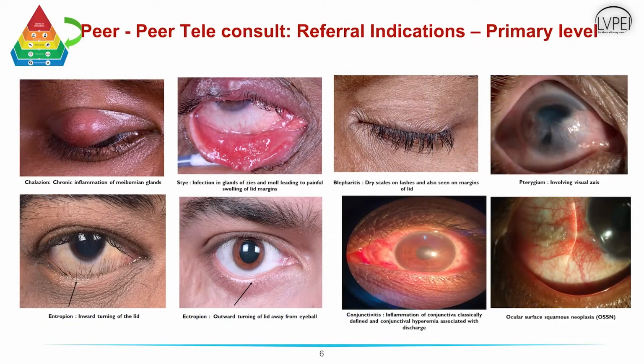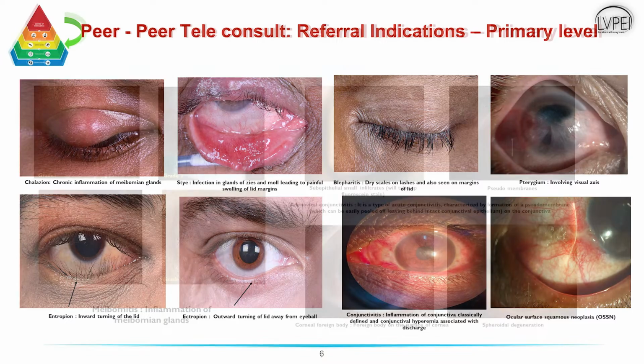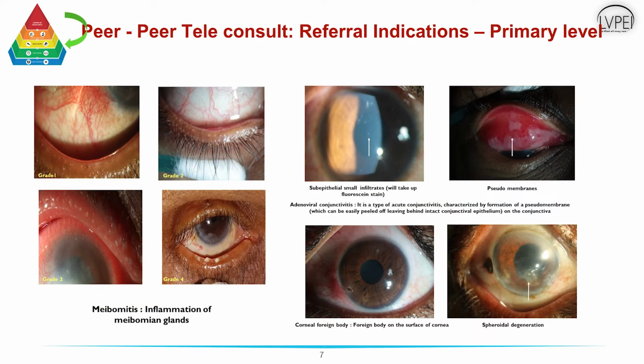We have formulated specific referral guidelines for teleconsultation at the primary level with an objective of improving the efficiency and avoiding unnecessary referrals. Referral indications include chalazion, stye, blepharitis, pterygium involving visual axis, entropion, ectropion, conjunctivitis, ocular surface squamous neoplasia, meibomitis, viral conjunctivitis, corneal foreign bodies, spheroidal degeneration, etc.